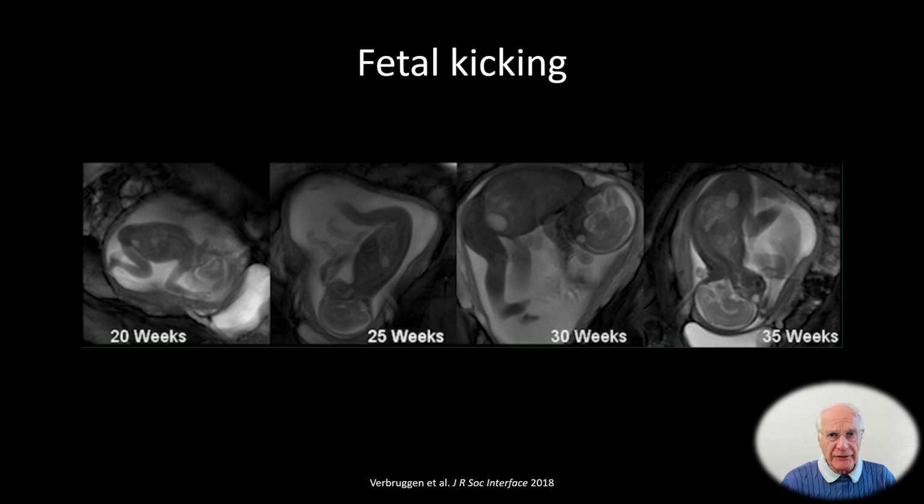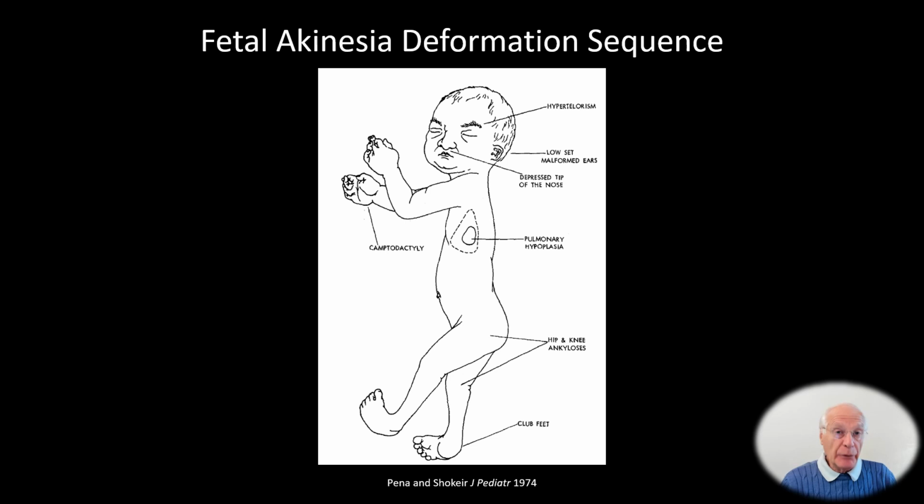It is important to remark that embryonic and fetal motility is necessary for the correct development of several organs, including the nervous system, the muscles, tendons, joints, bones, and lungs. Diminished or absent movements are associated with severe malformations and functional disorders, often incompatible with survival. The clinical syndrome is called fetal akinesia deformation sequence.